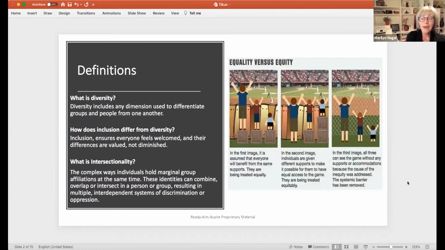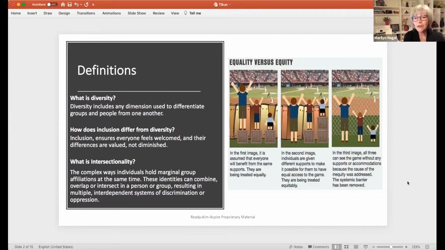And so, for example, I'm a woman, I'm Jewish, I have a disability. You could have multiple elements of identities, and when these combine or overlap or intersect in a person or a group, resulting in multiple interdependent systems of discrimination or oppression, we call that intersectionality. So we don't always talk about intersectionality except as it applies to groups that have experienced oppression.